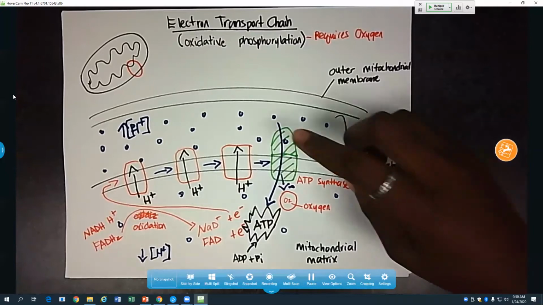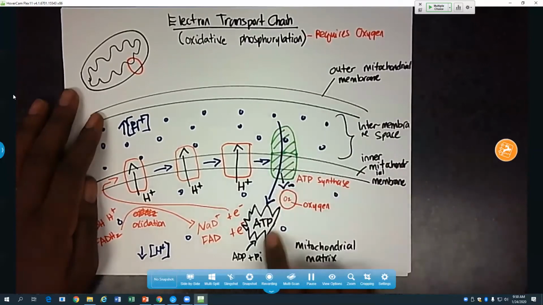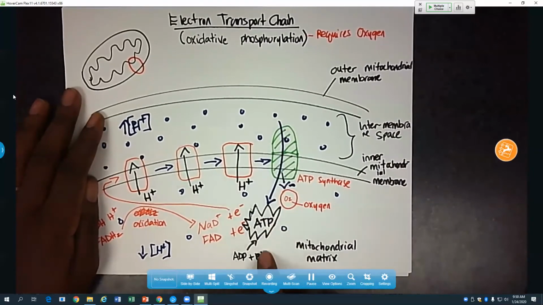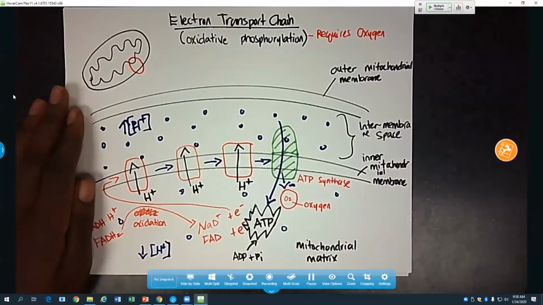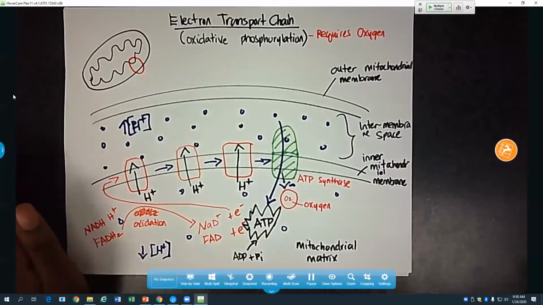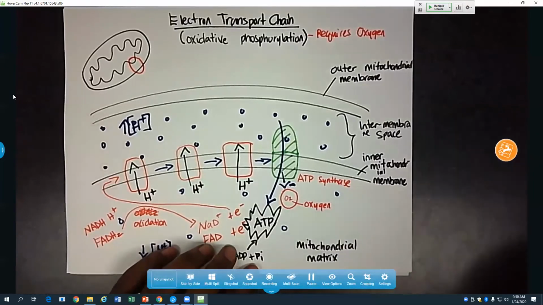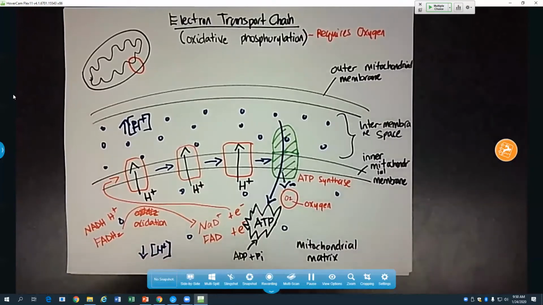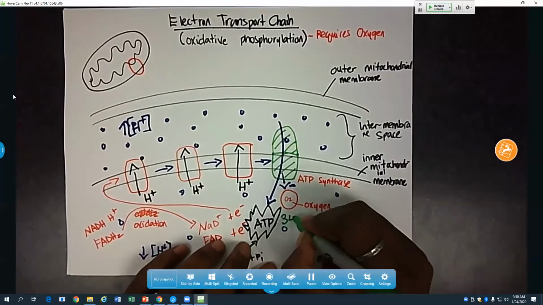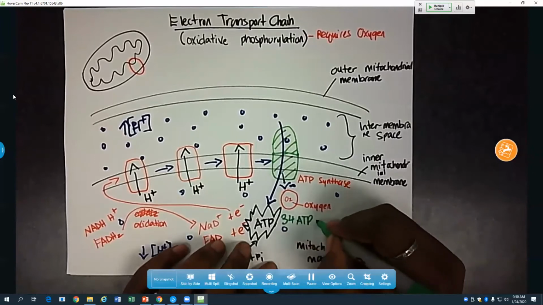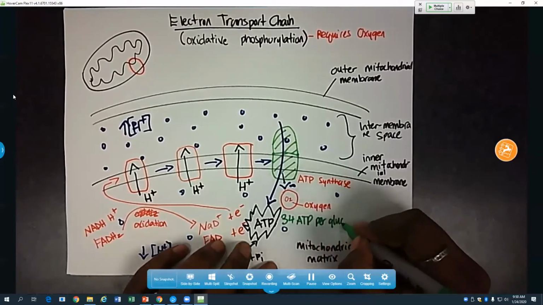So as the hydrogen ions flow down their gradient, they liberate the energy to add this phosphate onto ADP and make ATP. Now this is a much more efficient process. This is where we yield most of the ATP in our bodies. I'm just going to make a note here. We make about 34 ATP per glucose.